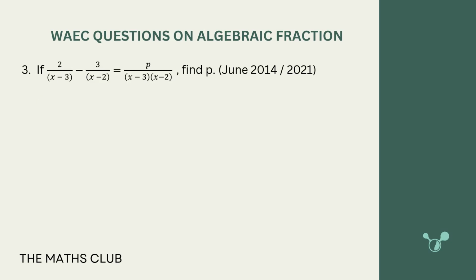Next question is, if 2 over x minus 3 minus 3 over x minus 2 is equal to p over x minus 3, x minus 2 in the denominator, we should find p. This came in June 2014 and June 2021. As always, pause the video and try it out yourself.